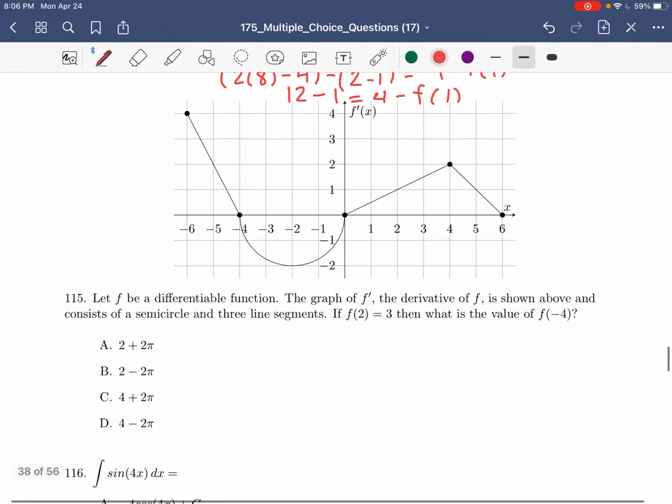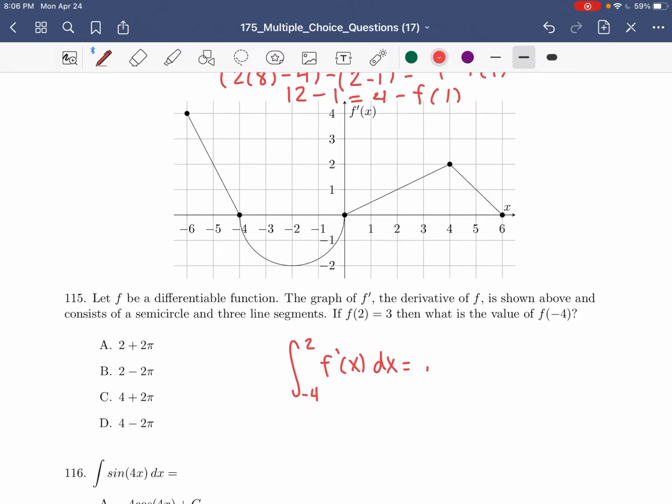All right, there's our graph of f prime. They give us f of 2 and f of negative 4. So once again, we're going to set up our definite integral from negative 4 to 2 of f prime of x. And this should just equal f of 2 minus f of negative 4. Now, this is f prime. We're taking the antiderivative of f prime, so it's just going to be area under the curve from negative 4 to 2.